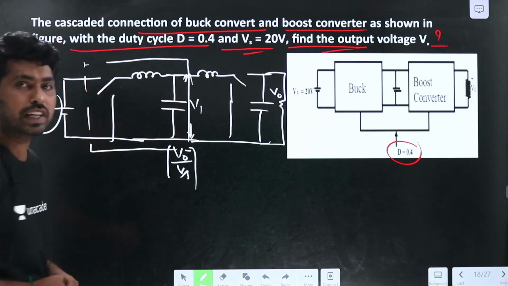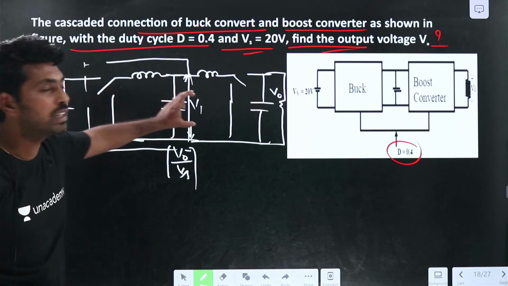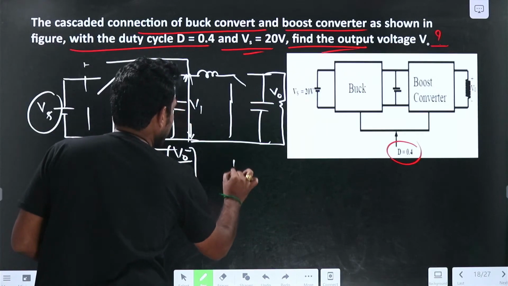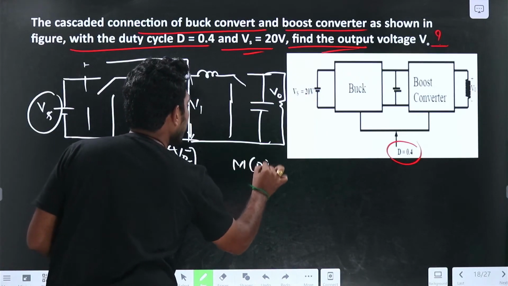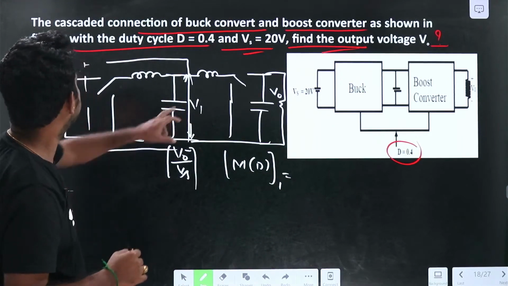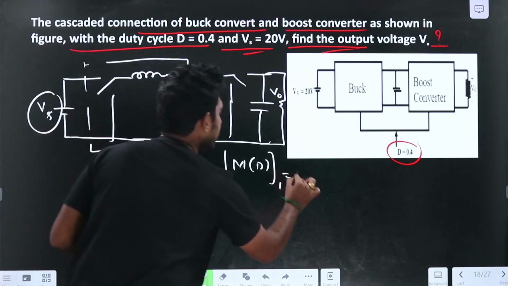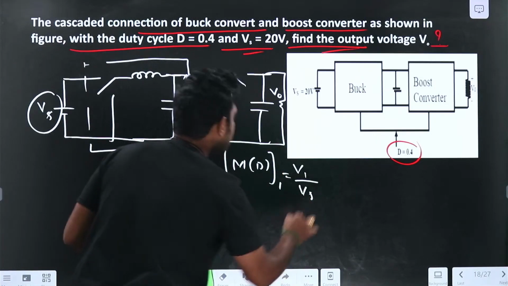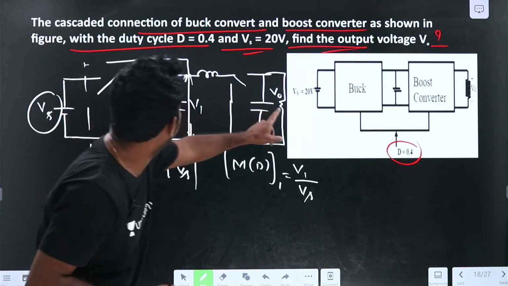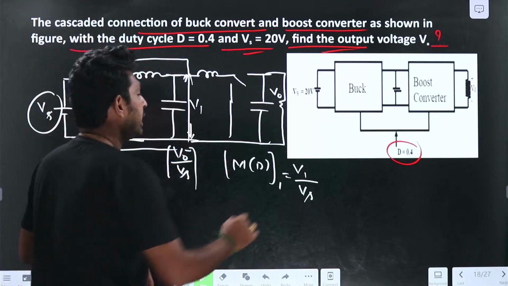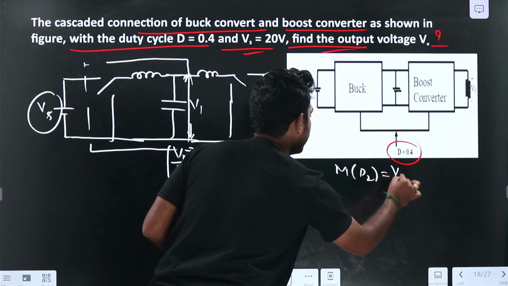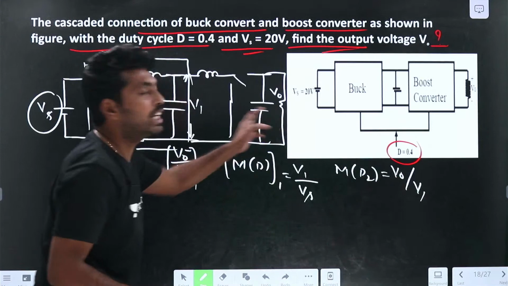So what is the gain of this converter? Input voltage is Vs and output voltage is V1. Let me find the gain of the first converter. Let me call it M of D1, which is V1 by Vs. What is the second converter gain? The second converter gain will be V0 by V1, right? M of D2 equal to V0 by V1. So this is the gain of the second converter.